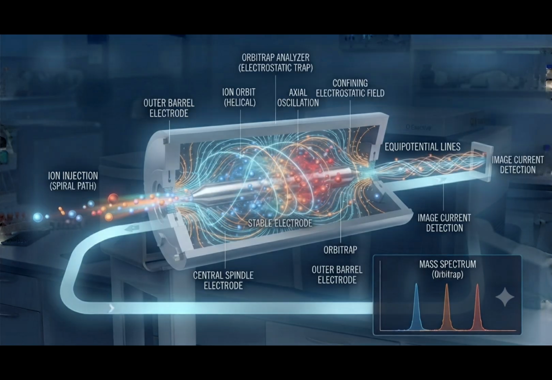Orbitrap. The Orbitrap is a high resolution mass analyzer. Ions are trapped around a central electrode. Their oscillation frequency is related to their mass to charge ratio. The instrument measures these oscillations and converts the information into accurate mass to charge values. Orbitrap instruments are particularly valuable when high mass resolution and accurate mass measurements are required.